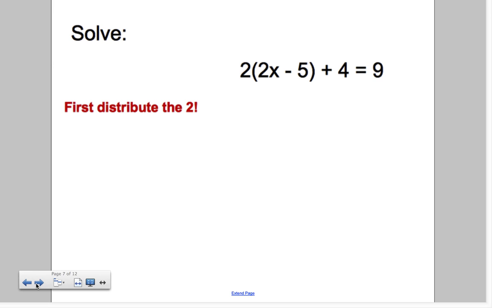No, because is positive 4 part of the group? No, so he doesn't get to be included. Get that? Remember, think about what are parentheses? Don't they group things? If you're not part of the group, you don't get a factor of 2. I don't want you guys to get distribute happy and distribute everything a 2. No, it's only people in the group. Okay? So we got 2 times 2x, which is 4x. 2 times negative 5, which is a positive 4.